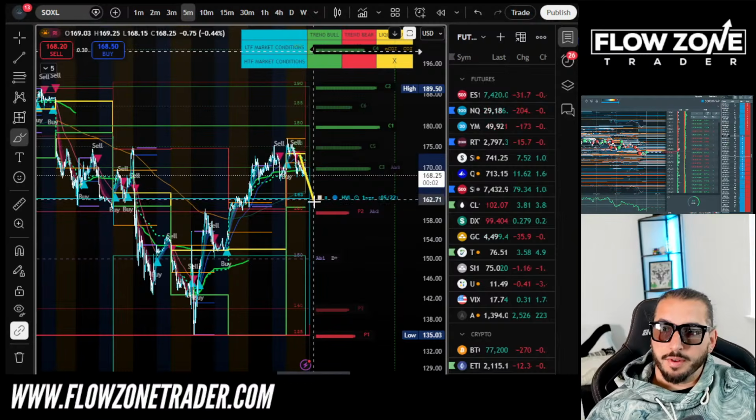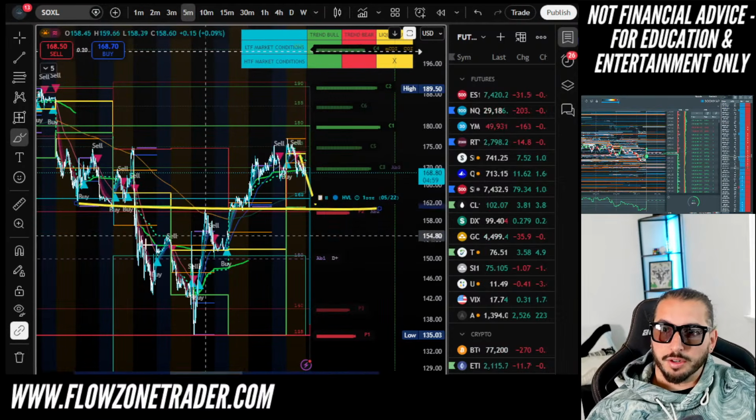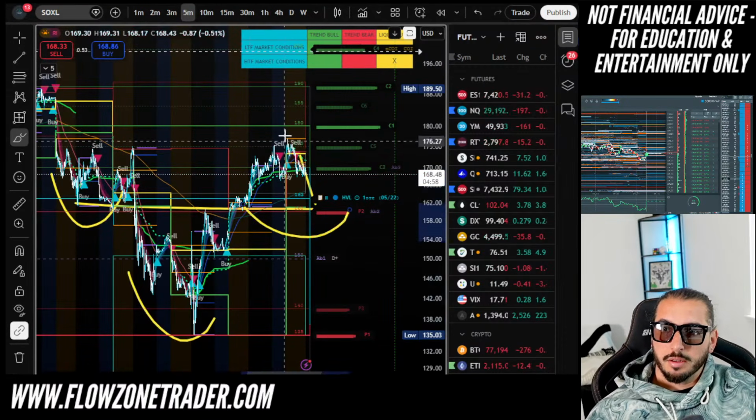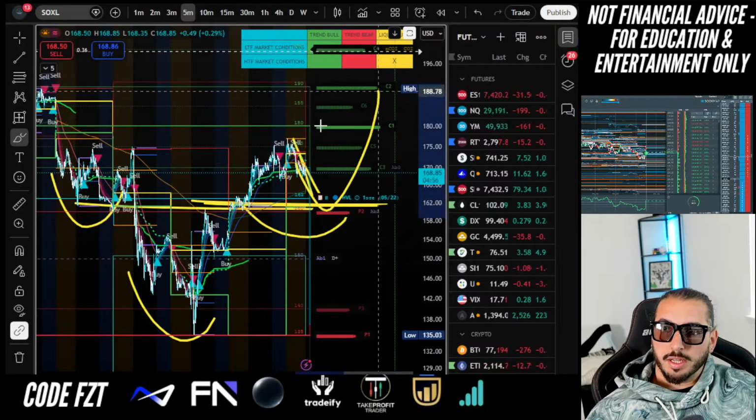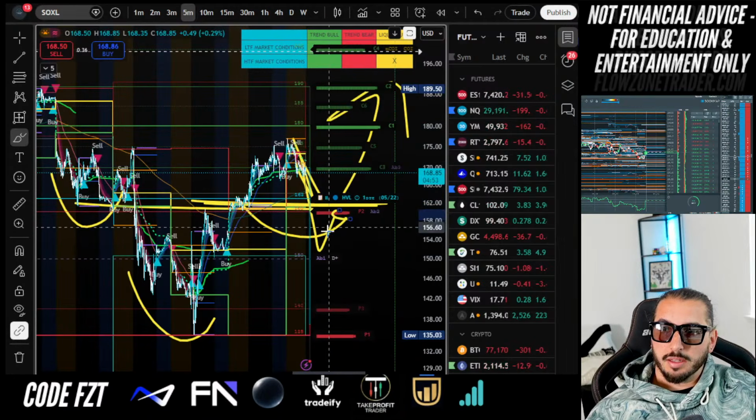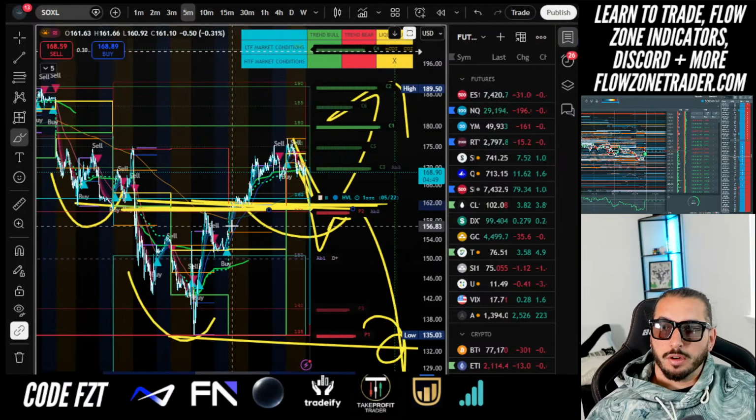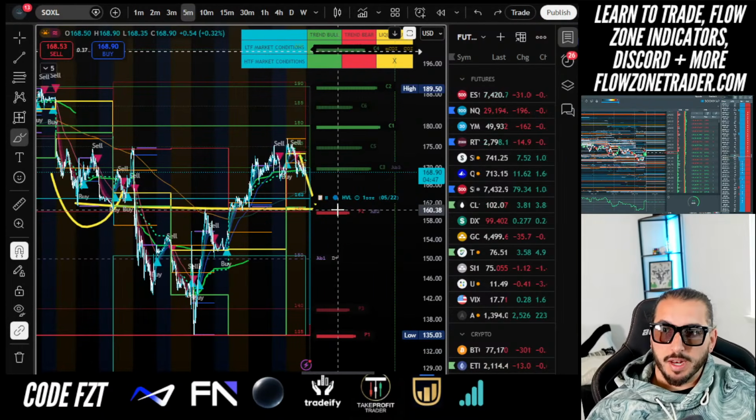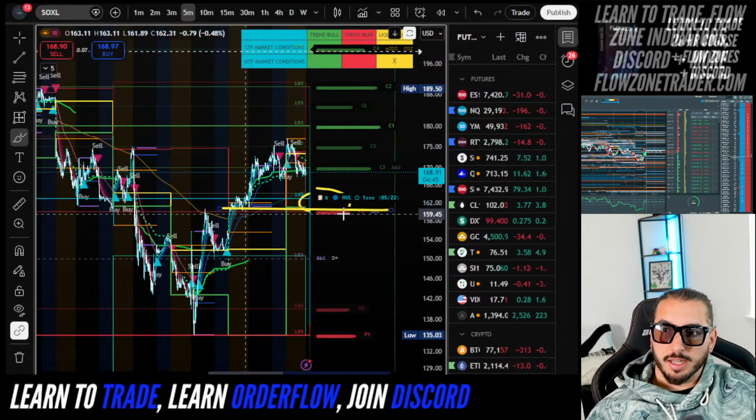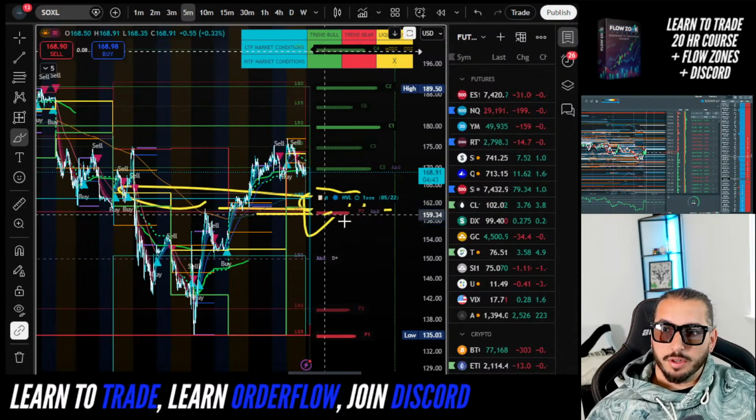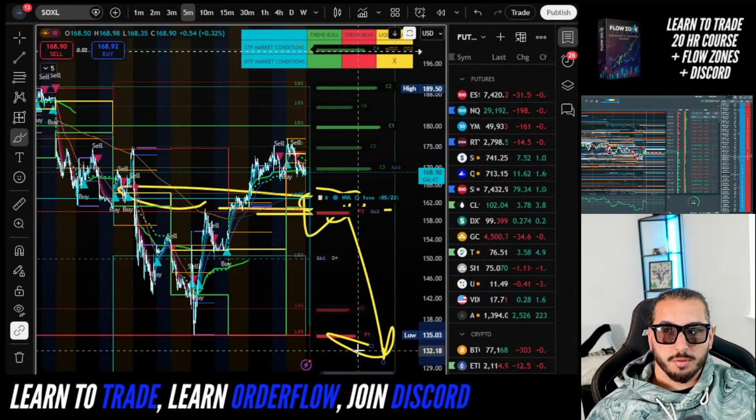It's not game over if it loses it, not by a long stretch. If we think about this, what it does in here becomes key. If it loses this though, that's more of a problem. So 160 is going to be key. If they lose 160, 163, 160, if they lose it on a back test, then that's weakness for the market.